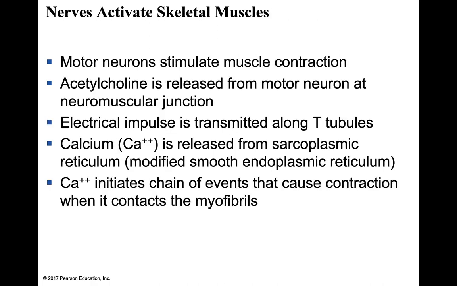Now, motor neurons, as indicated, are the ones responsible for stimulating muscle contraction. The neurotransmitter involved in this process is acetylcholine, and that is going to be released from a motor neuron at a neuromuscular junction. Those electrical impulses are going to be transmitted along what we're going to call T-tubules. Within, there's a structure we refer to as the sarcoplasmic reticulum, and in skeletal muscle, let's think of that as the calcium warehouse. When the electrical impulse is transmitted, this calcium is going to be released, and then calcium is going to be responsible for initiating a chain of events that are responsible for contraction when it interacts with the myofibrils.